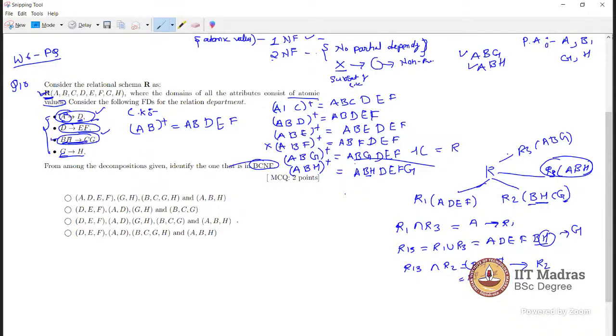Okay, BG. Now let us take the closure of BG. So from G, I can get H, and from BH, I can get CG. Right? So I will get my relation R2 here. BH, CG, right? Yes, you can take ABG also. Okay, sir. Now it's clear.